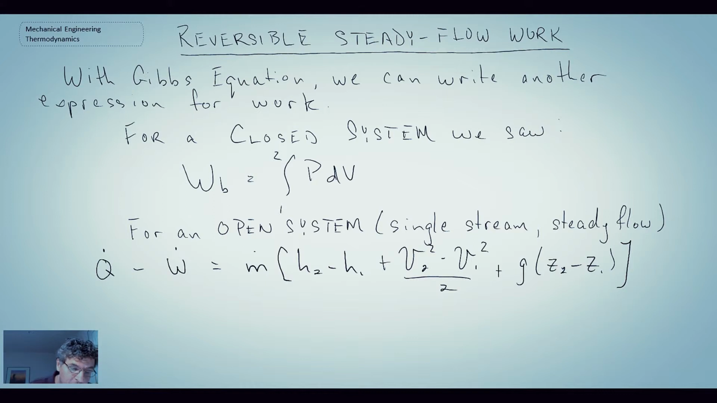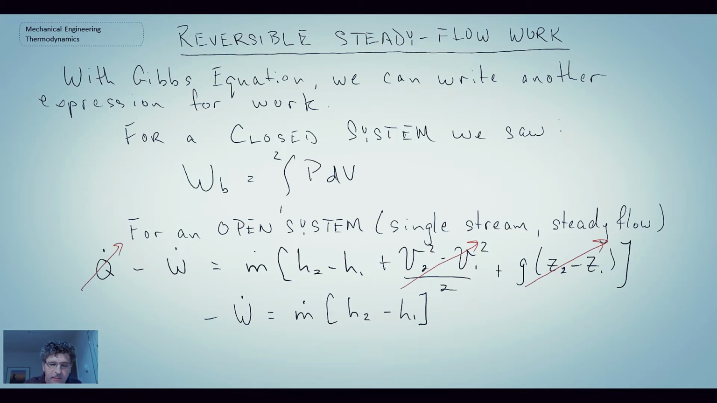Now we said that there is no heat transfer, so the Q term is gone. We said that there is no change in kinetic energy, so that term is gone. And we said that there is no change in potential energy, so that disappears as well. What we're left with is an expression, and notice this is a capital W because we have mass flow rate on the right-hand side. The units there would be kilojoules per second.